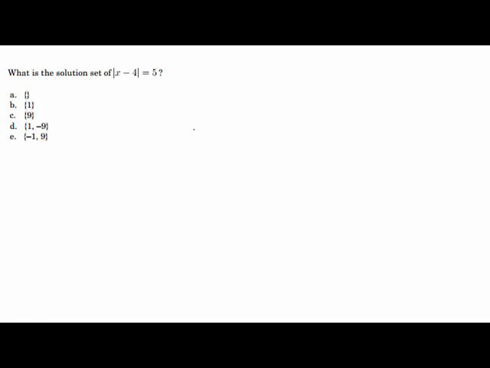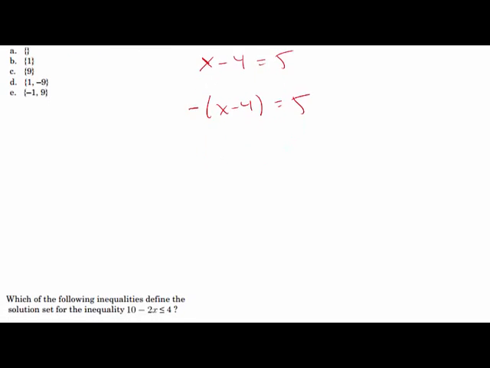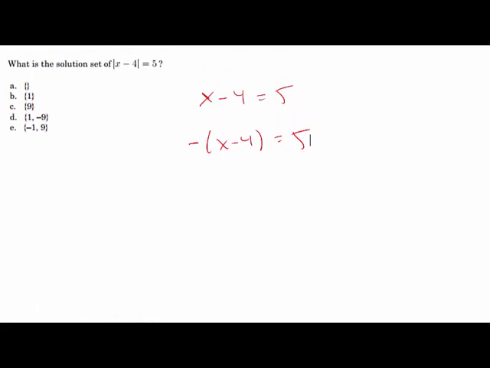So you see the absolute value of x minus 4, and you think, I got to make two equations. So you say x minus 4 equals 5, and you say negative x minus 4 equals 5. And so let's solve the first equation. x minus 4 equals 5. Let's add 4 to both sides, and we get x equals 9.